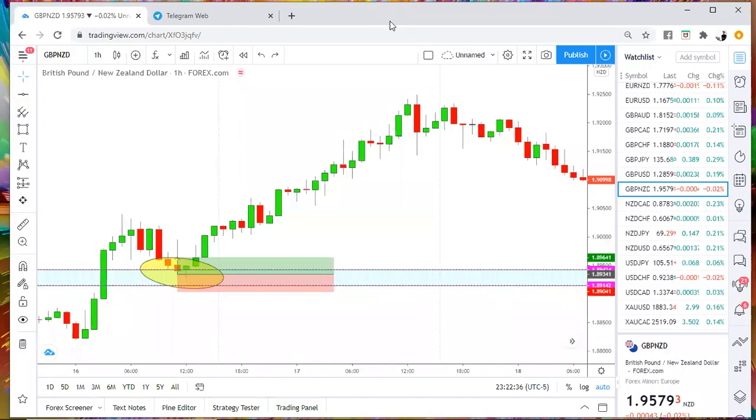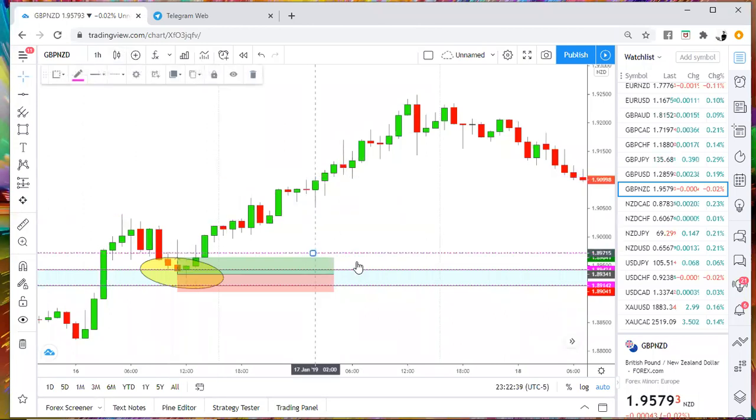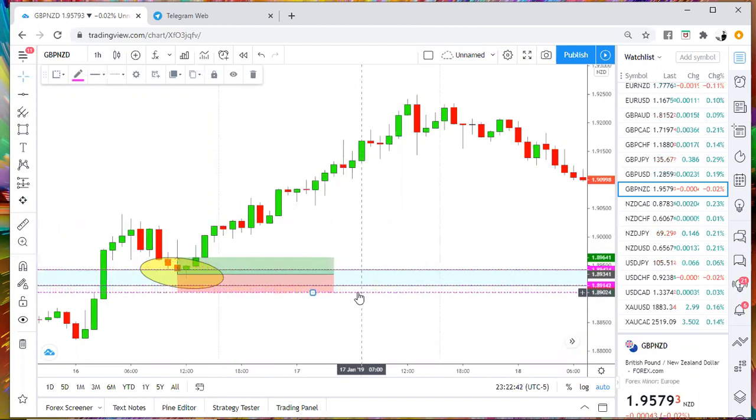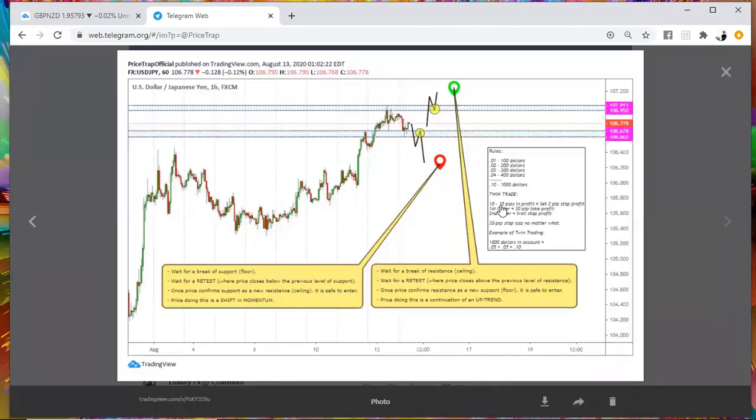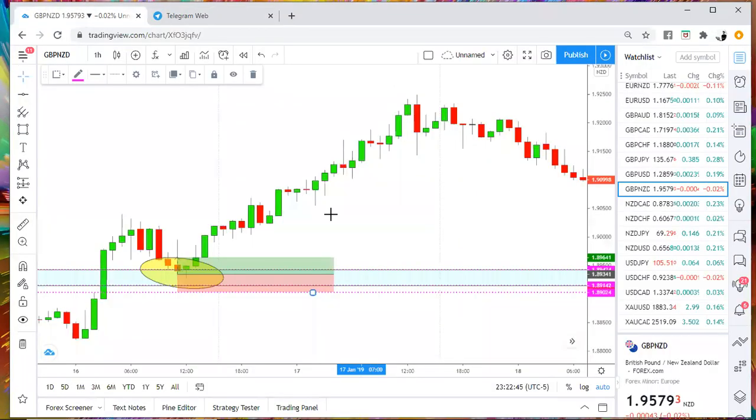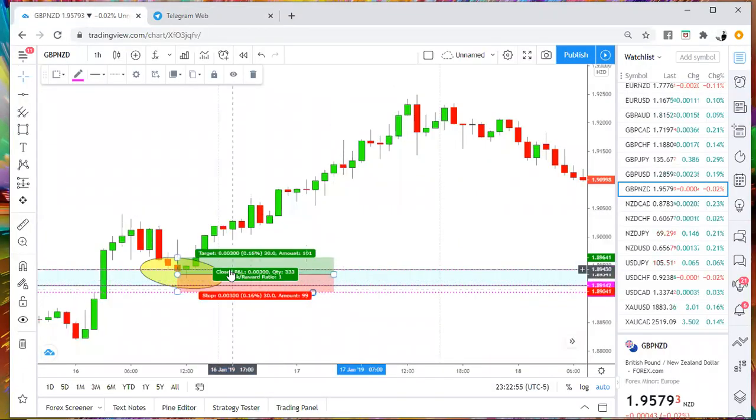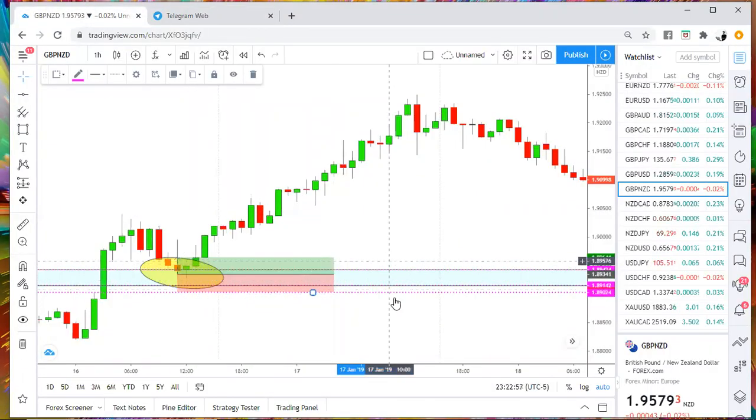Here, let's see. This is like our stop loss. So it's down here at the bottom of this red zone. Once, as in the rules, after 10 to 15 pips in profit, you set a 2-pip stop profit. So all that really means is once your trade goes 10 to 15 pips in profit, you grab your stop loss and you move it above your profit or your entry line.